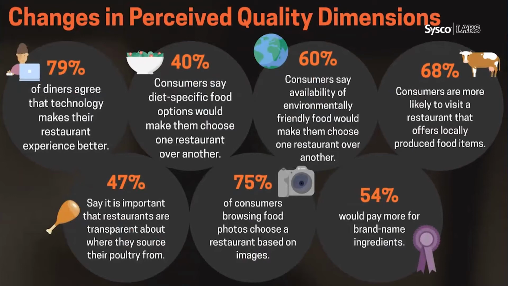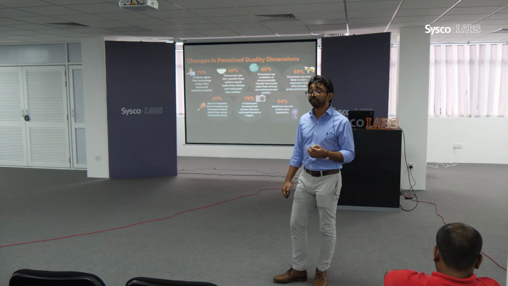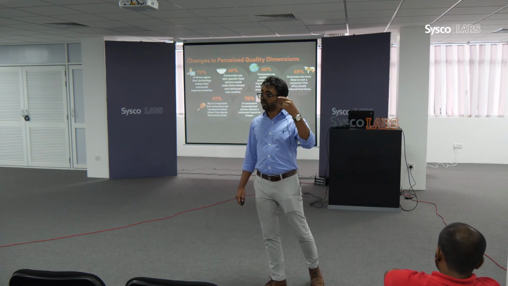40% of consumers want diet-specific food, naturally, right? As a generation, as a human civilization now, we are very conscious about our figure and our health and everything. So diet-specific food is, obviously, something they focus on. 60% of consumers want environment-friendly food. This is again the consciousness that is coming through with regards to the environment.